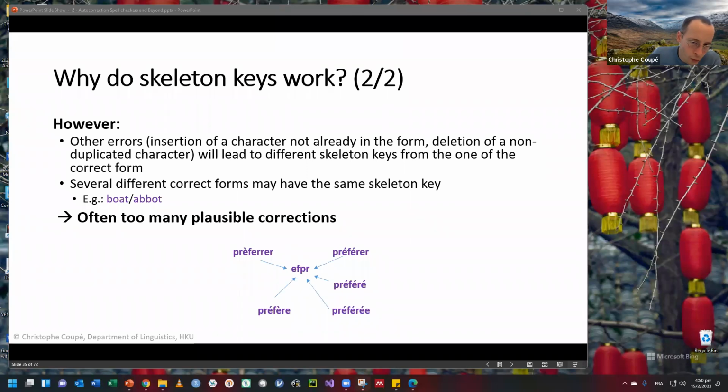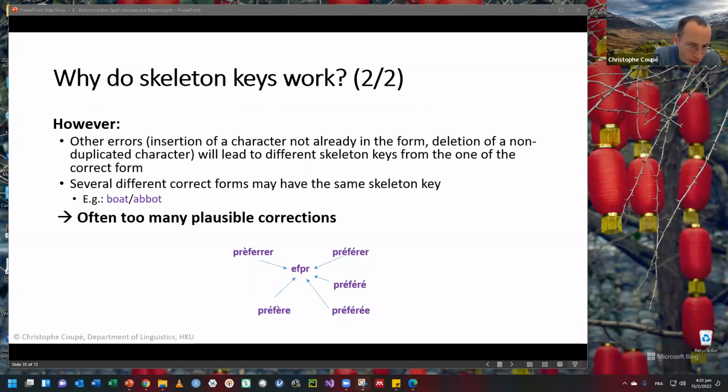Insertion of a character which is not already in the form, or deletion of a non-duplicated character. Like if you add S to apricot, maybe somewhere, or if you drop P of apricot and then P doesn't appear elsewhere in apricot, it appears only once. Then that's a problem. The other problem also is that you have several correct forms which may have the same skeleton key. If you check the skeleton key for boat in English, that's A-B-O-T. If you check the form for abbot in the church, this is also A-B-O-T. So you have some possible confusion here.